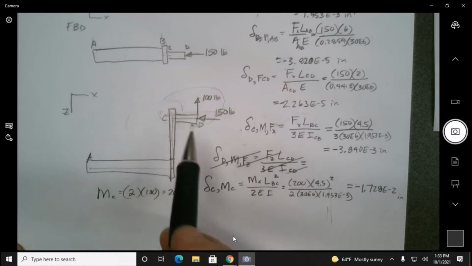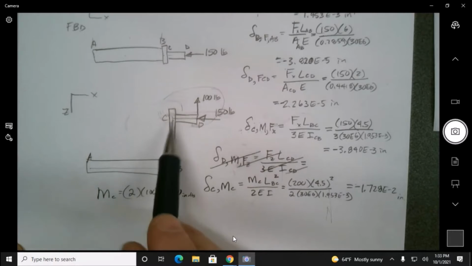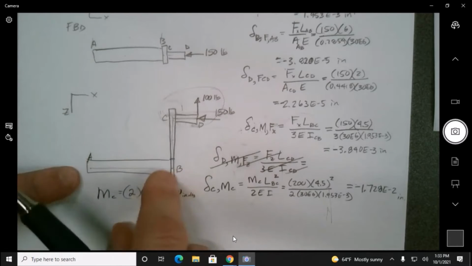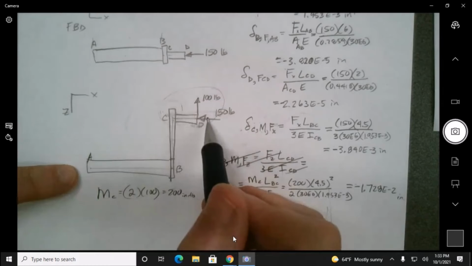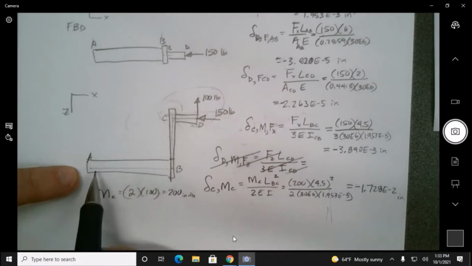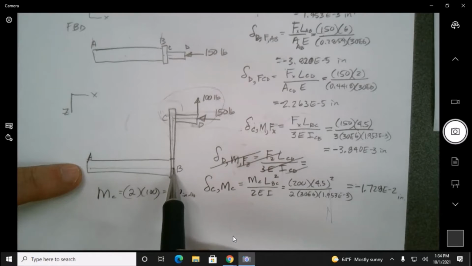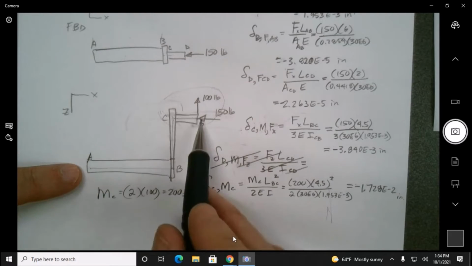All right, trying to think. Okay, so we got that thing is going to bend out this way. Now, AB bend, that's a good question. Is AB bending going to affect the deflection in the X direction?